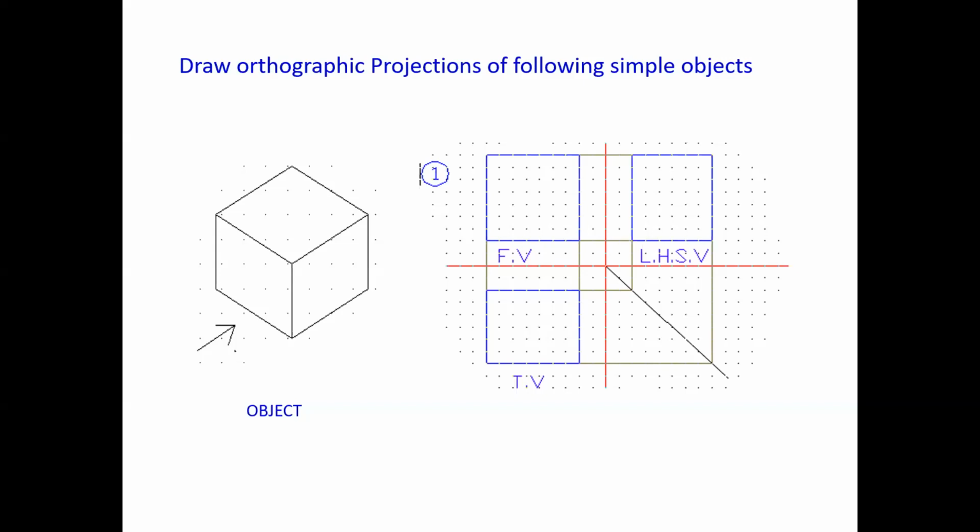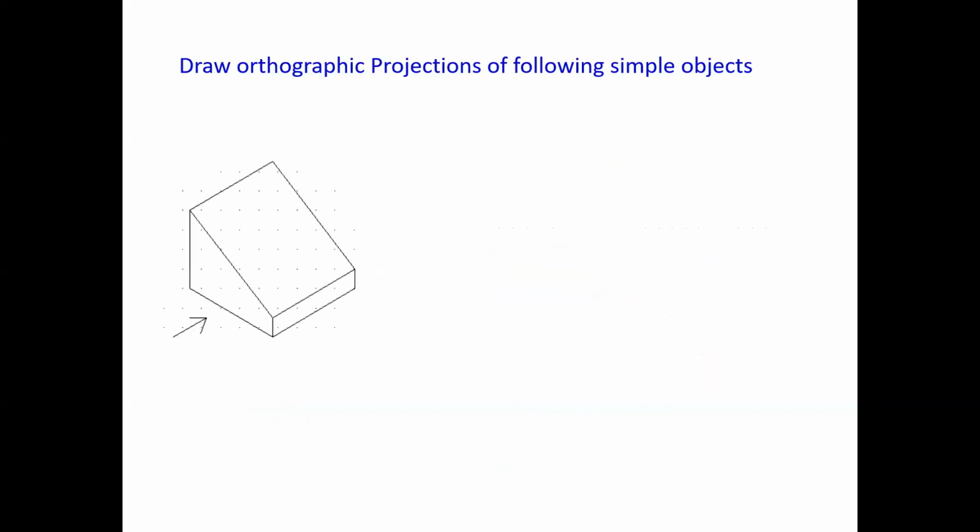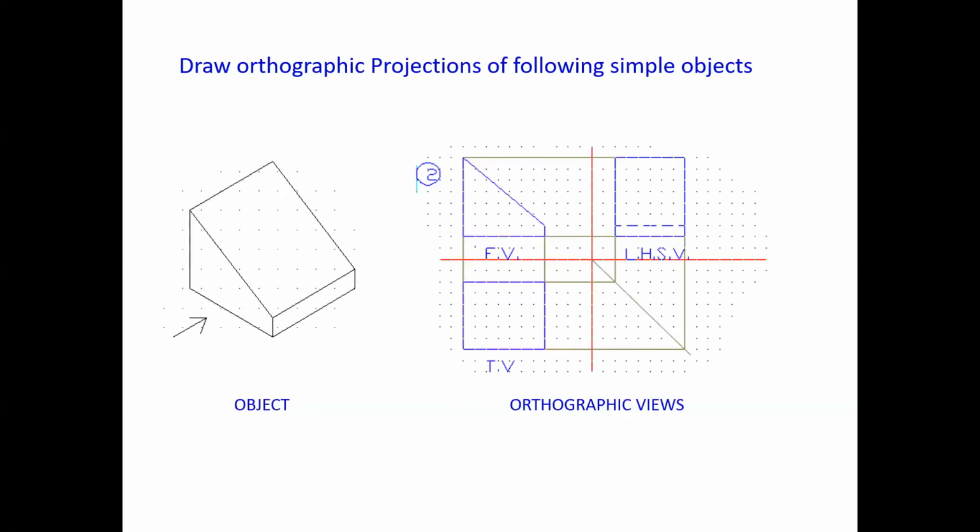So the position of the views is very important. At the start only, you have to decide the position of the views: where should be the front view, where should be the top view, where should be the side view. Getting? So here also you will get the right hand side view, but I have purposefully drawn it wrongly.